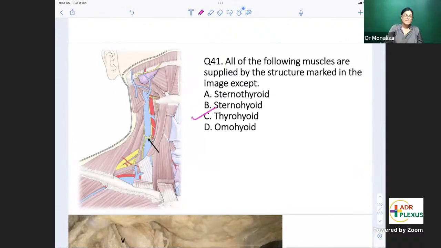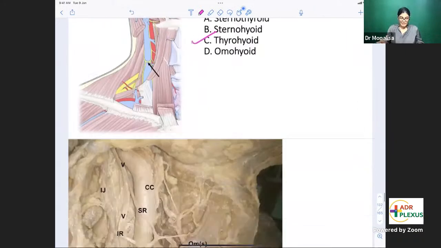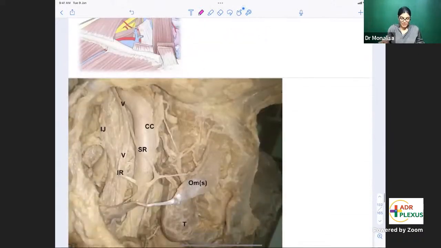The right answer is thyrohyoid. Yes, dear, thyrohyoid is the right answer. Thyrohyoid is one of the infrahyoid muscles which is not getting innervation from the ansa cervicalis loop. And this loop is the ansa cervicalis. Many of you have given the definitely right answer. Yes, dear, this is the ansa cervicalis loop.